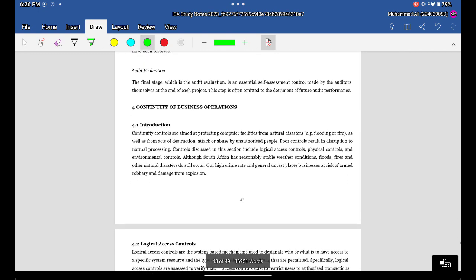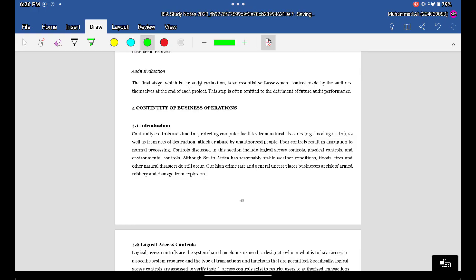Audit evaluation. The final stage, audit evaluation, is essentially a self-assessment control made by the auditors themselves of each project. Audit evaluation is basically every single thing we discussed. At each step of the audit, the auditor does an evaluation: what you audited, what you did, what you found out. Basically every single thing.